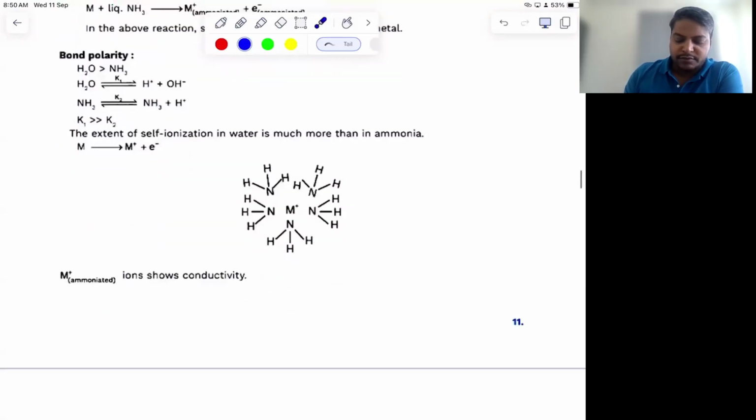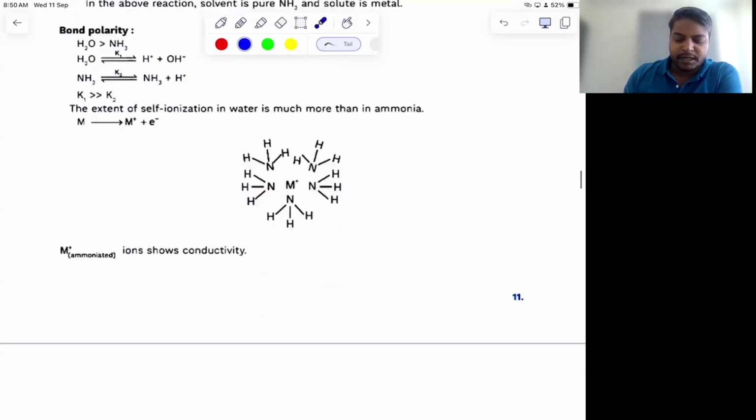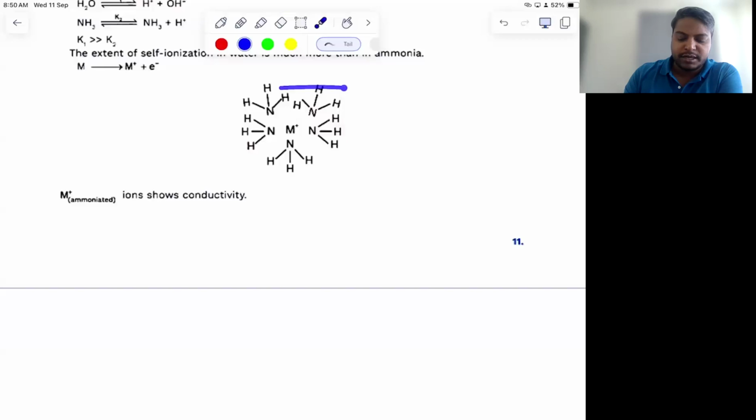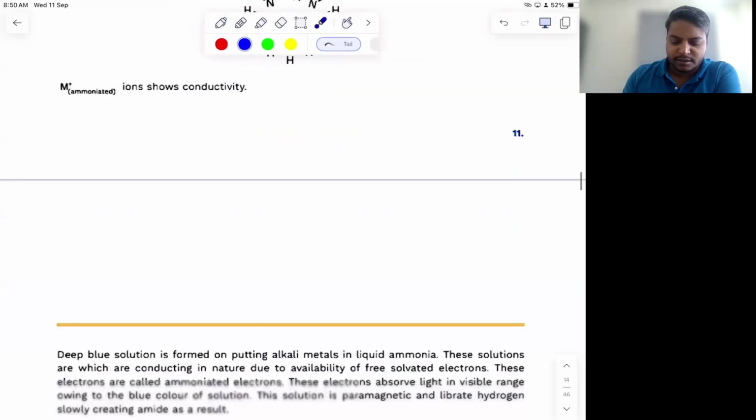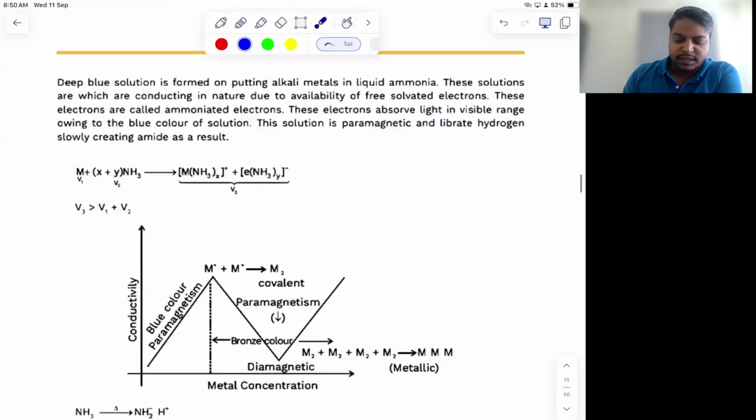So first, when the metal M plus forms here, a lot of ammonia molecules will surround it. And therefore, this M plus will show conductivity because of its movement in the solution. Now, what is the color which you will attain? A deep blue color solution on putting alkali metals is observed.